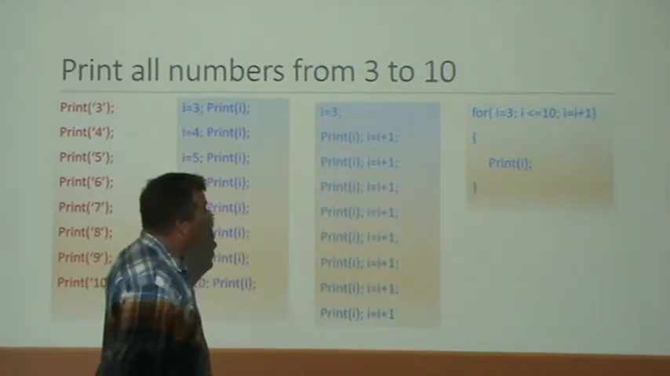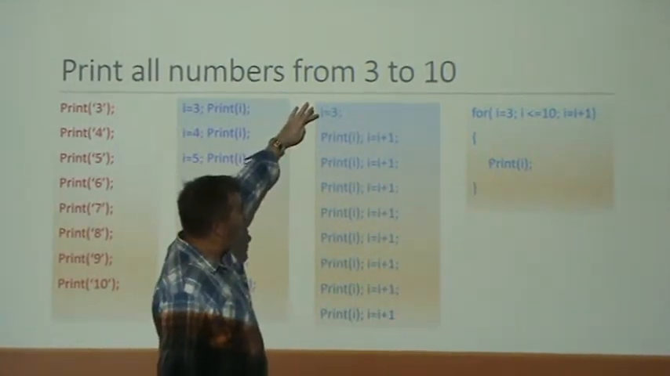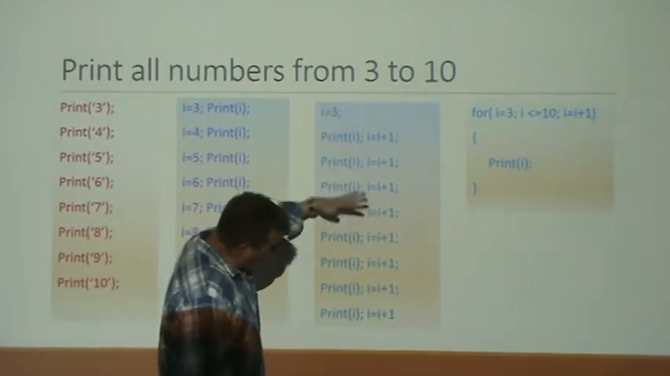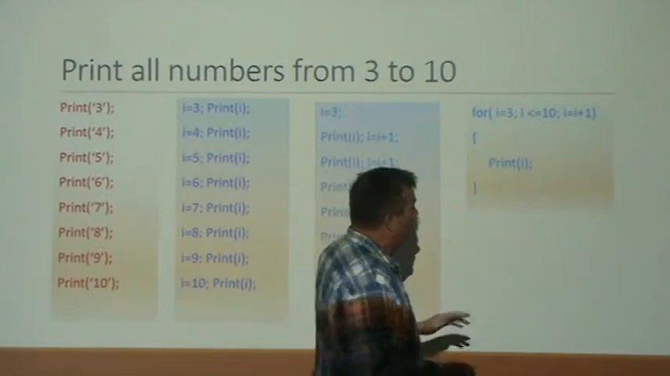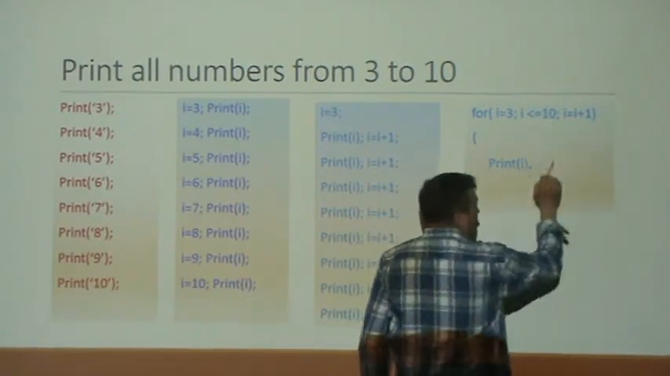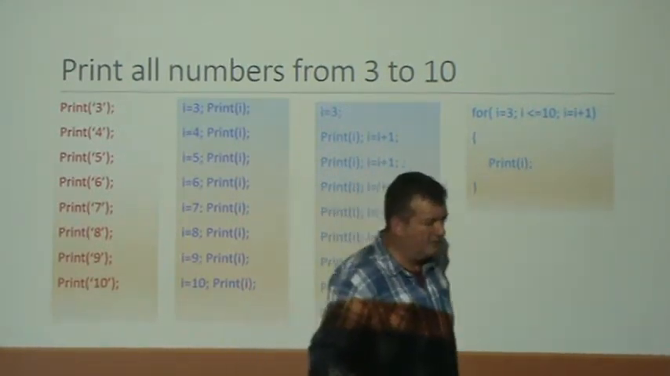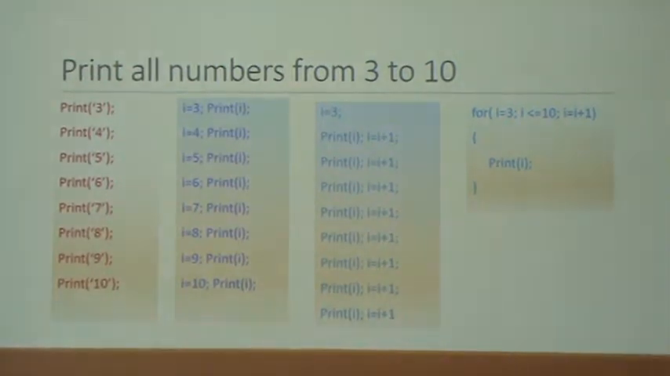Now, if I was to ask you, could you write the code that prints all the numbers from 3 to 1,000, you're going to be cutting and pasting, and it'll take you hours. With this, all you have to do is change this 10 to 1,000, and you're done. So that's the beauty of the for loop.